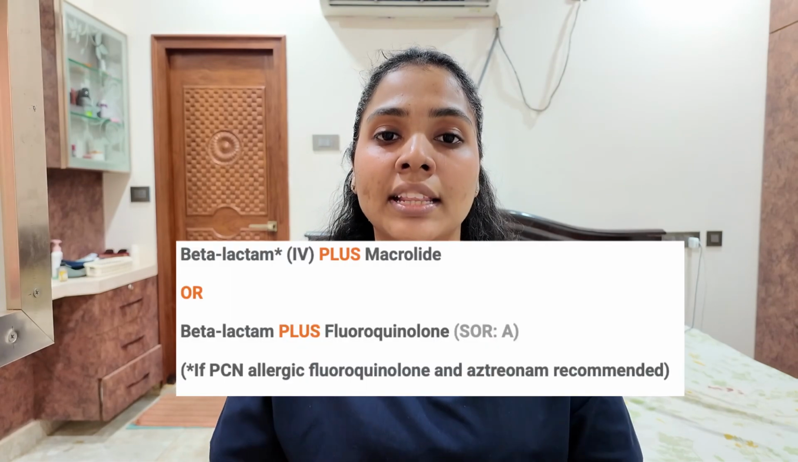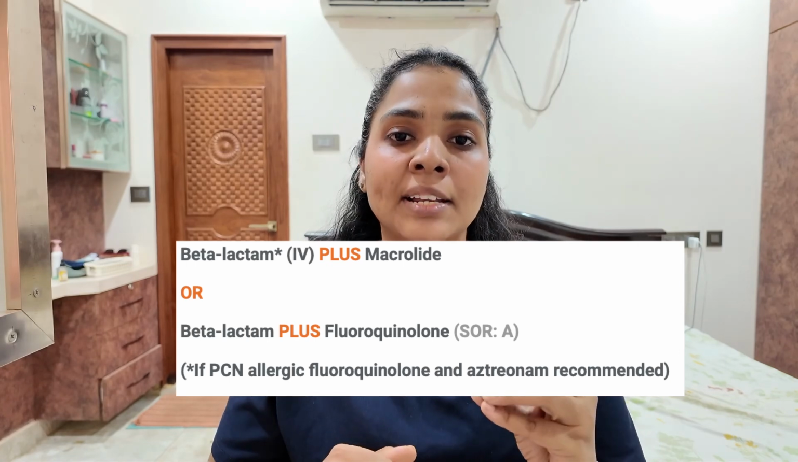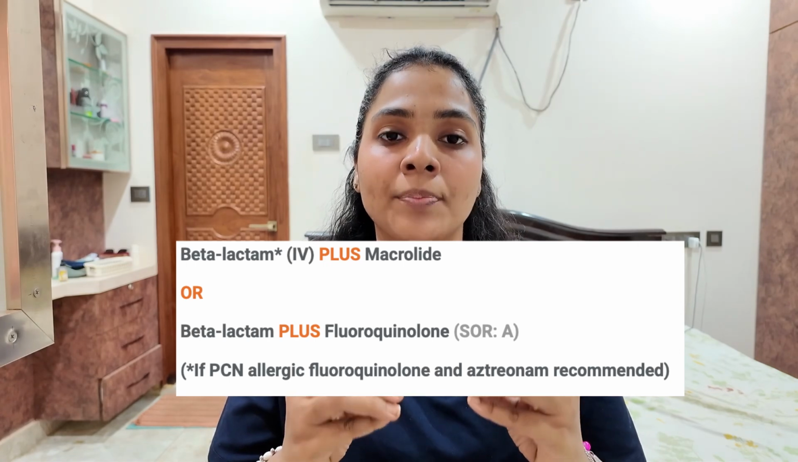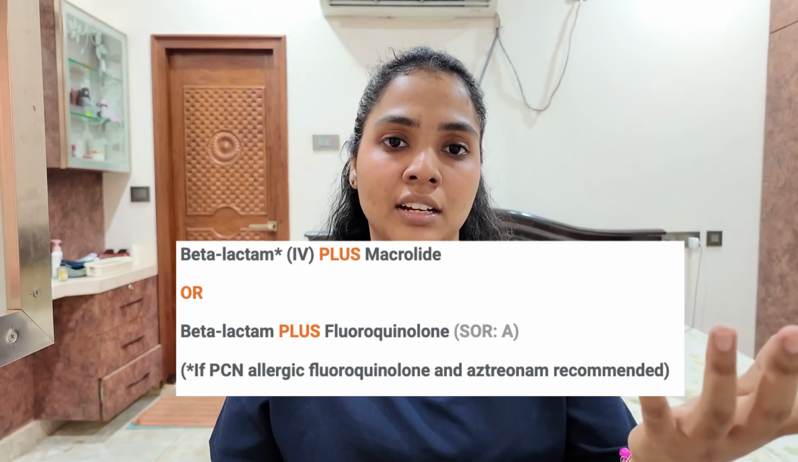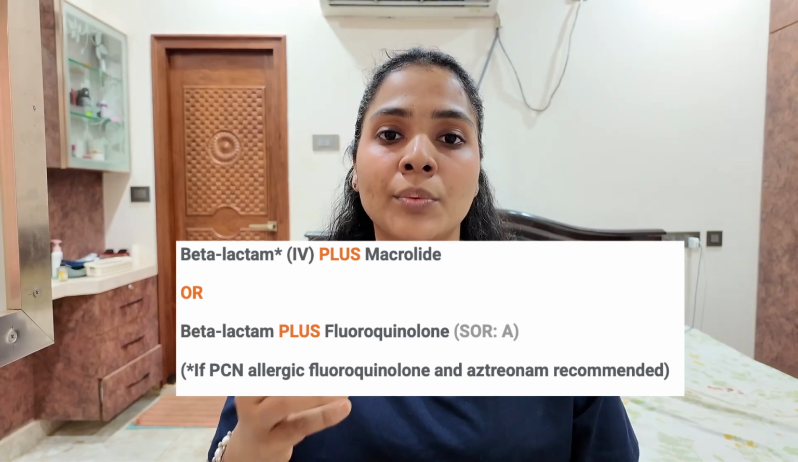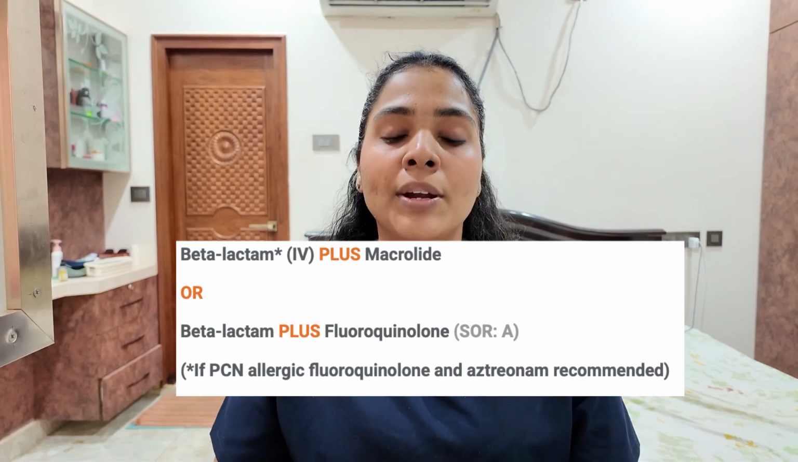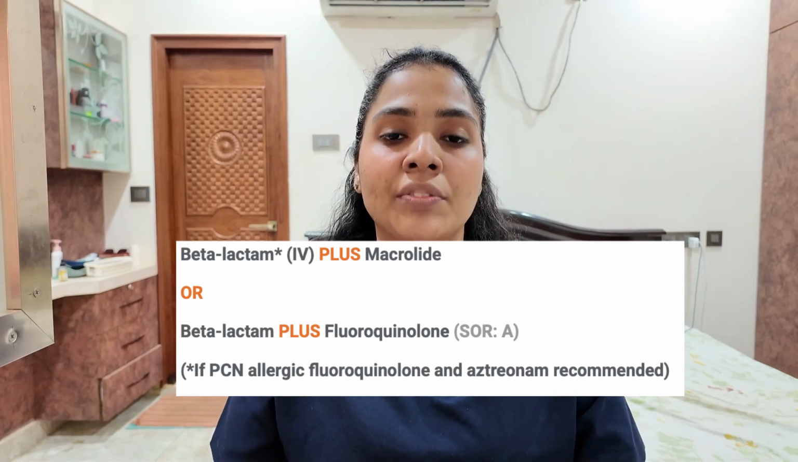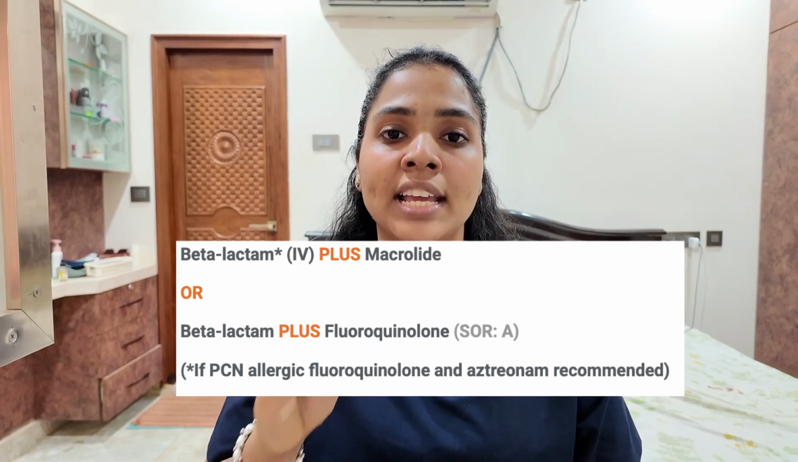In this category, you have to give dual therapy. That means you have to give a beta-lactam with a macrolide, or a beta-lactam with a respiratory fluoroquinolone. Till now, in category 2 and category 3, we saw respiratory fluoroquinolones given alone, but here you are giving them in combination with a beta-lactam antibiotic. But what if they have a penicillin allergy? If they have a penicillin allergy, you can give the respiratory fluoroquinolone with aztreonam.